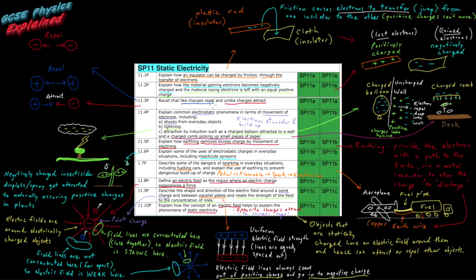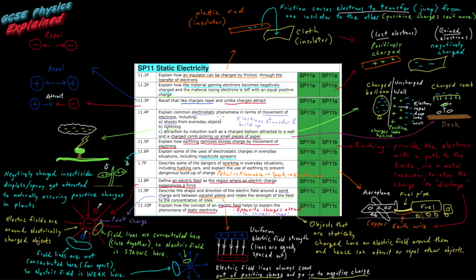Recall that like charges repel and unlike charges attract. So these are both negative, so they're like charges and they'll repel, negative and negative. These are like charges as well, positive and positive, so they'll repel, and opposite charges will attract. Just like magnets, north and south, opposites attract.